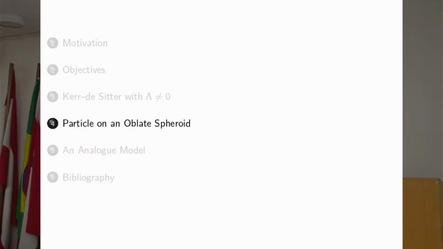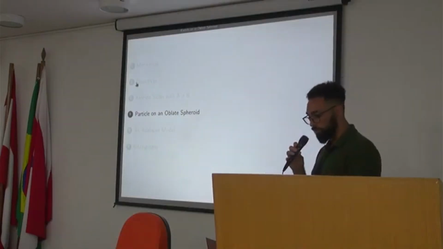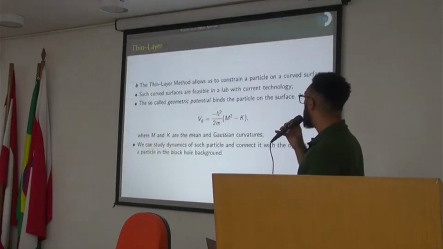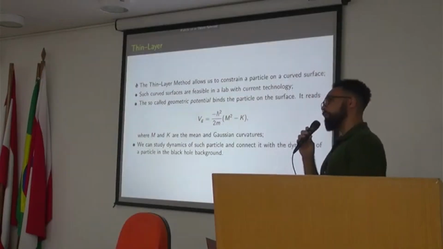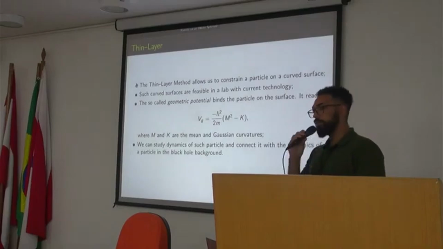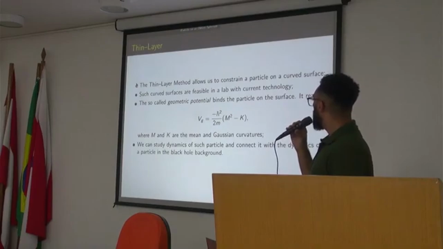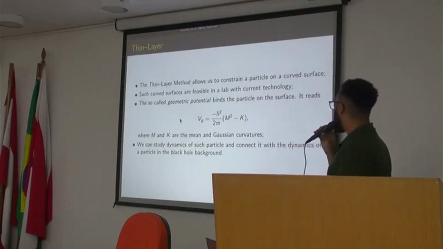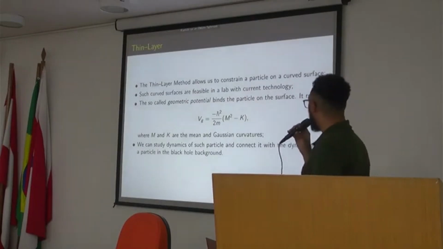Okay, so this was the particle in the background of a de Sitter black hole. Now, for the particle on an oblate spheroid, we can use the thin layer method. When we use the thin layer method, we end up with something called the geometric potential. The geometric potential, you can see here, is defined like so. It is a function of the mean and Gaussian curvatures of the curved surface we need.